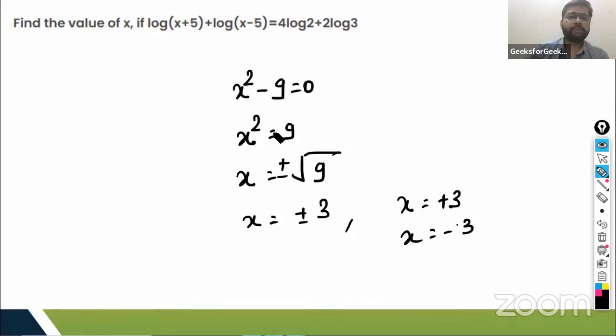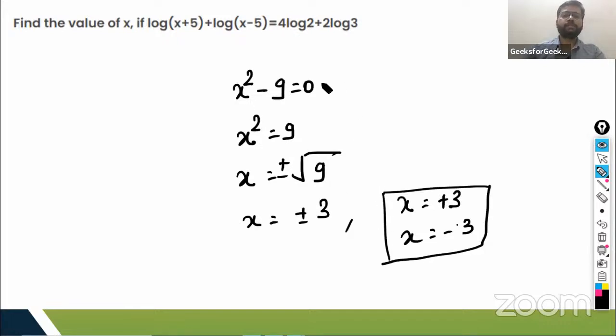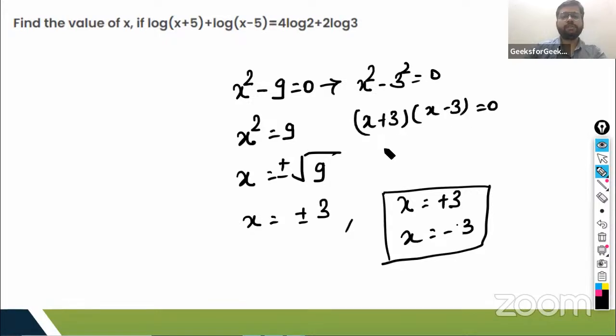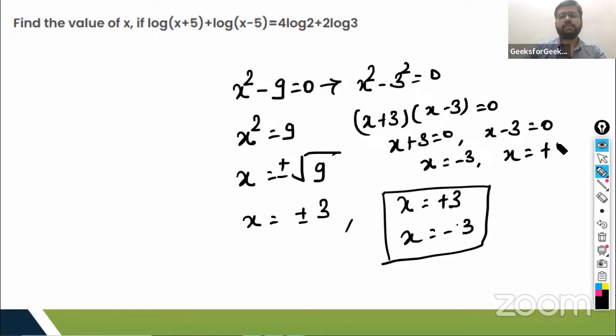Now you have confusion in this statement. Let me solve this question again for you guys. Can we rewrite this equation as x square minus 3 square is equal to 0? So that will be (x plus 3)(x minus 3) is equal to 0. So either x plus 3 is equal to 0 or x minus 3 is equal to 0. From here, x is equal to minus 3 and x is equal to plus 3. So if you go like this or like this, the roots will definitely be the same.